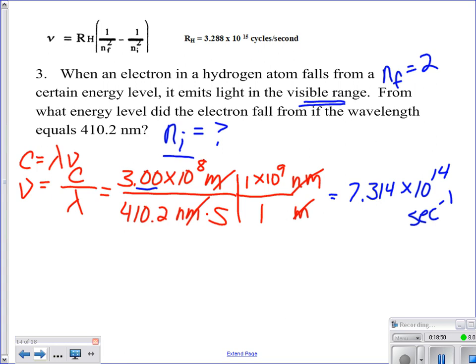There we go. So we've got frequency, but we're doing something a little bit more complicated. This is when we start getting to some really fun math. So now what we want to do is plug this into Rydberg's equation and solve for the actual energy levels. So I'm going to take that frequency, 7.314 times 10 to the 14th, in seconds to the negative 1, and I am going to set that up equal to Rydberg's constant.